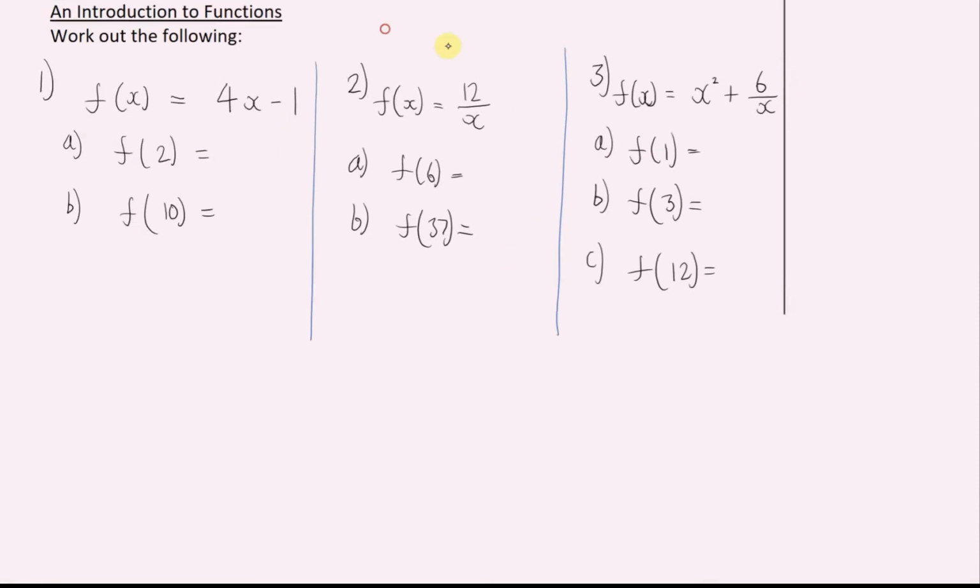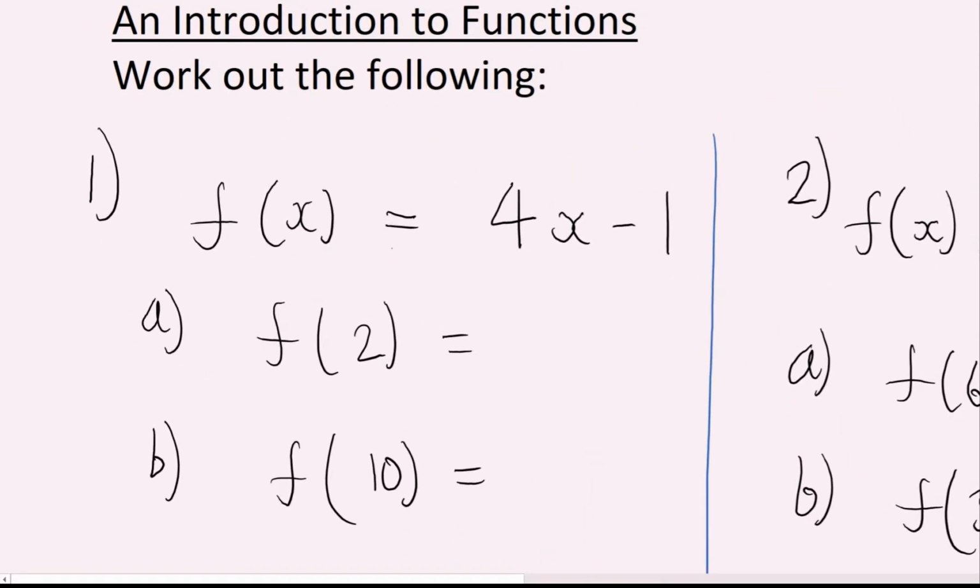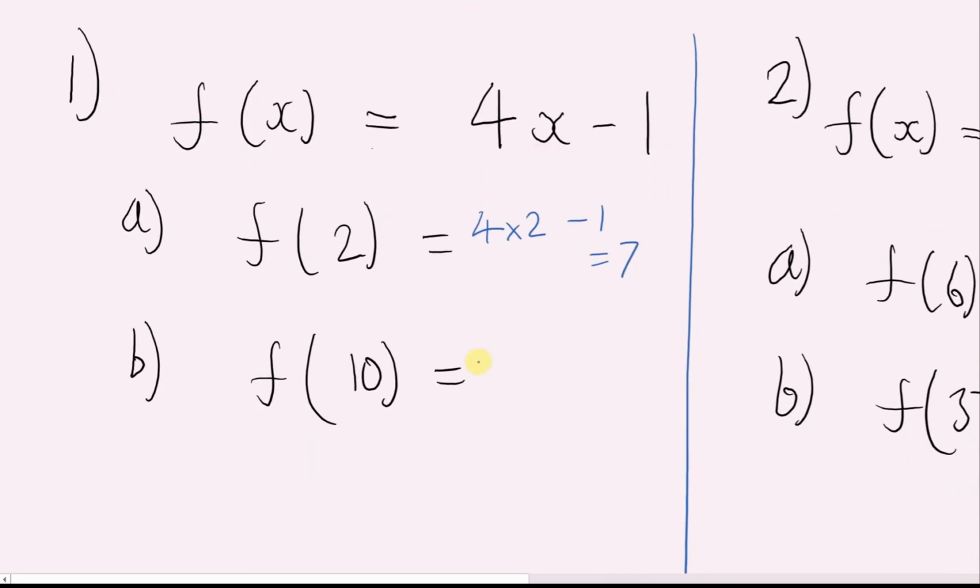We're going to see first of all what you can do with functions. First, as mentioned, we can use them the same way we would simplify expressions. So here I've got a function, which is 4x minus 1, and I want to work out f of 2 and f of 10. For each of these, you're going to replace x with a number inside the brackets. So I'm going to replace x with 2, so I would do 4 times 2 minus 1, and that would give me 7. To work out f of 10, I replace this x with 10, so it would be 4 times 10 minus 1, and that would give me 39.